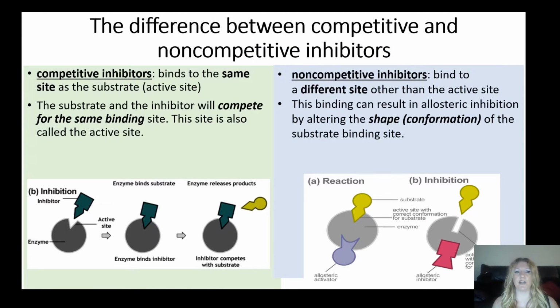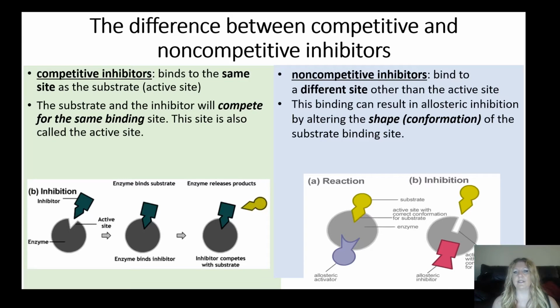So let's look at two different types of competition that we see for these enzymes. We've got competitive inhibitors and non-competitive inhibitors. A competitive inhibitor is going to compete for the same binding site that the substrate would like to use. We call this the active site. Whereas in non-competitive inhibition, we see that the inhibitor is actually going to bind to a site other than the active site. So they are not competing for the same site.